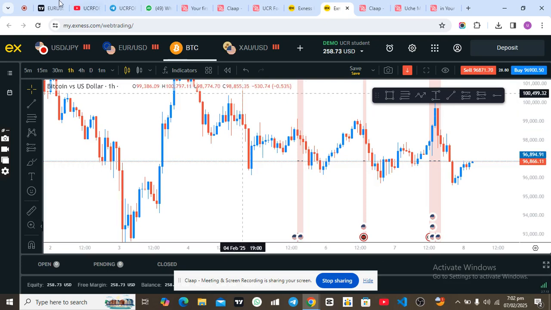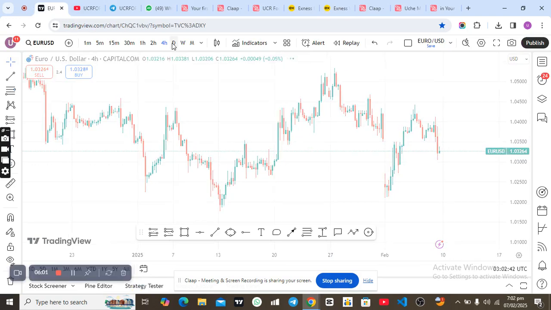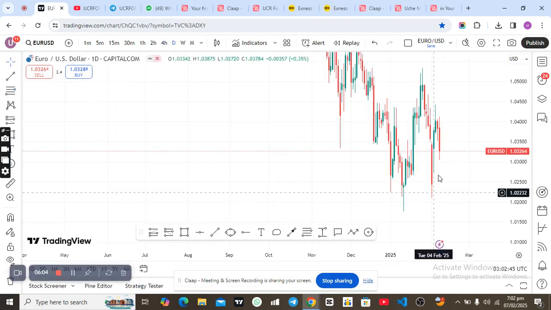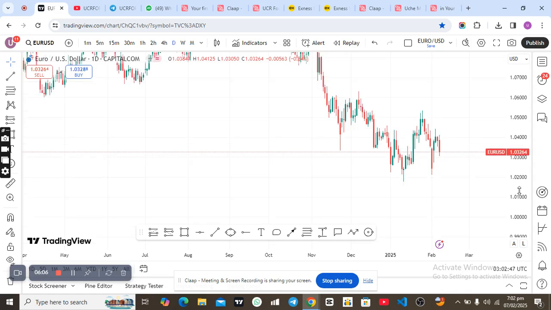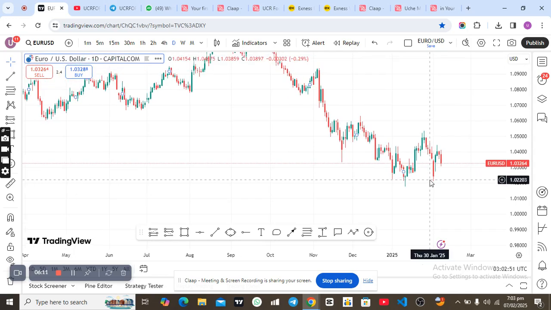All right, now let's start with Euro USD. So this is Euro USD. We go to daily time frame. When we go to daily time frame, this was the first thing I was looking at. What's the trend of the market? That's the number one thing you need to know. What is the trend of the market?